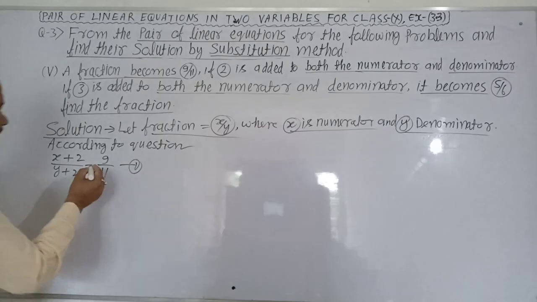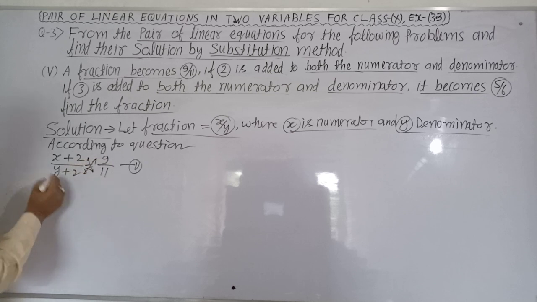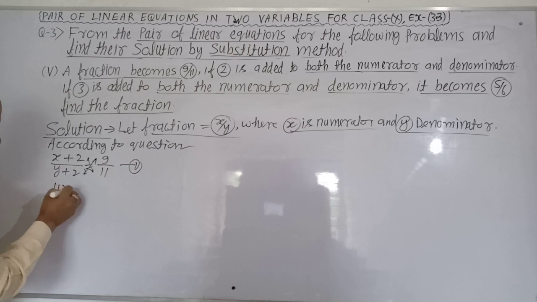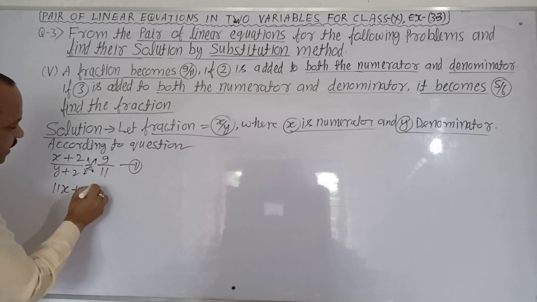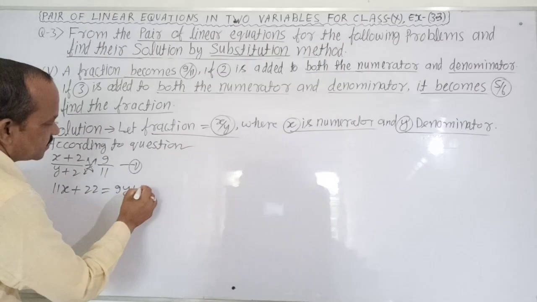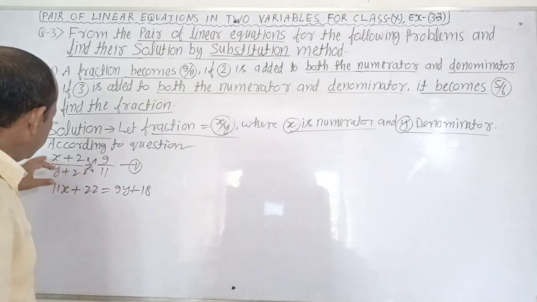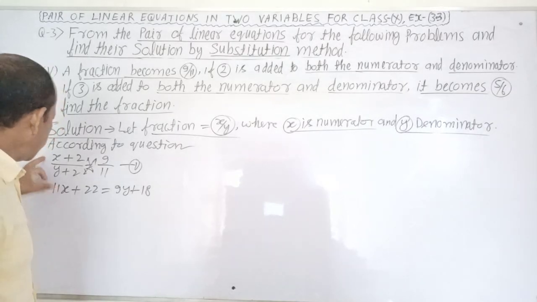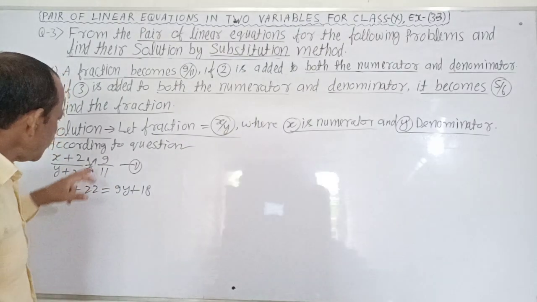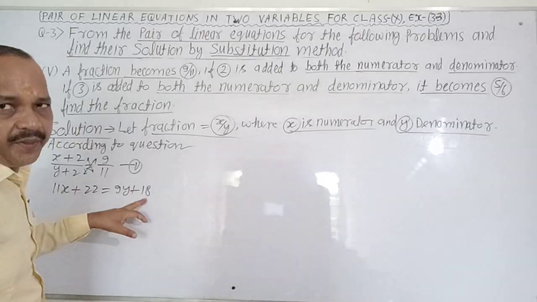Cross multiply. It becomes 11x plus 22 equal to 9y plus 18. You multiply 11 and x, it becomes 11x. 11 multiply 2, it becomes 22. 9 multiply y, it becomes 9y. 9 multiply 2, it becomes 18.